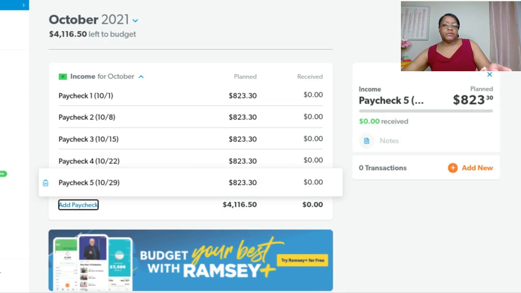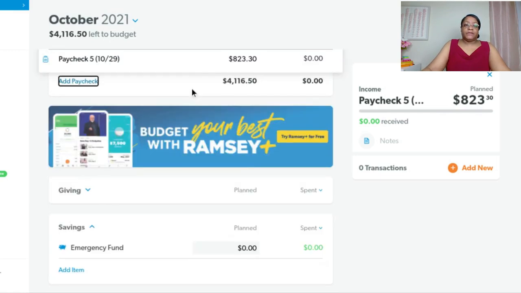So you see all my income, and you also see that I've now planned out what my weekly paycheck is going to be. And you'll see up here in the upper left, I have $4,116 left to budget. So now that just says I have nothing down here in my expenses area.